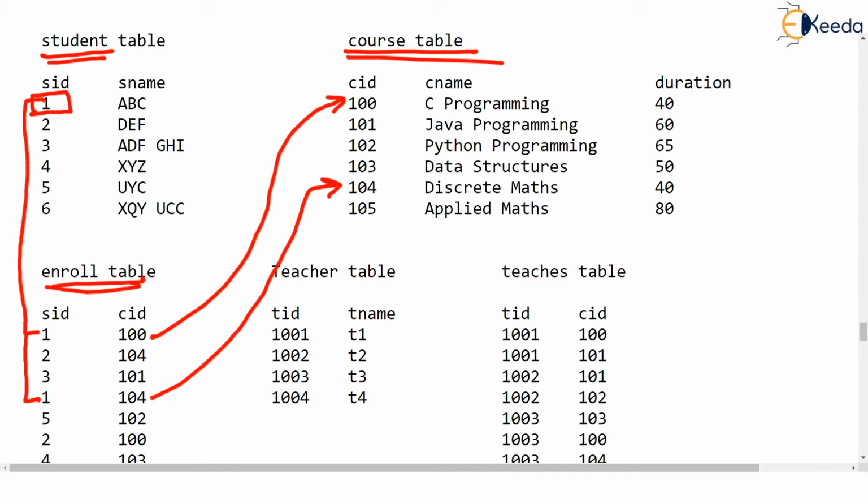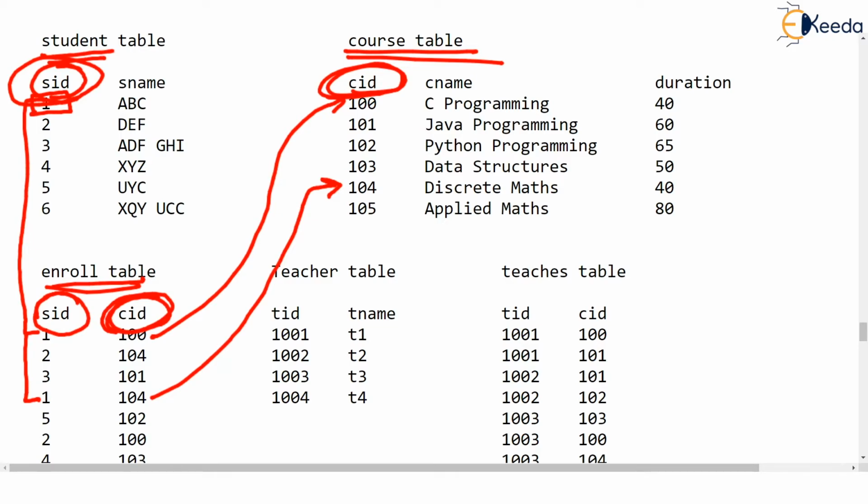And do you really understand what you have to compare? You have to compare SID of student, correct? SID of student with SID of enroll. Now you are looking at this, and these two SIDs must be compared, and you have to compare CID of enroll, correct, with CID of course. So how many tables are getting joined in this particular exercise?